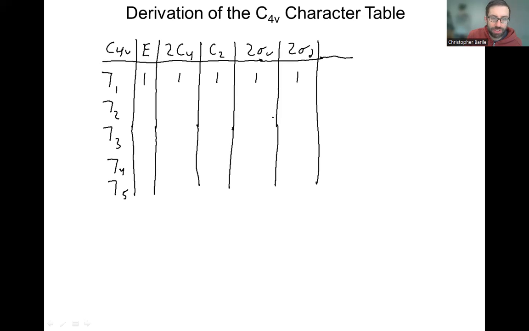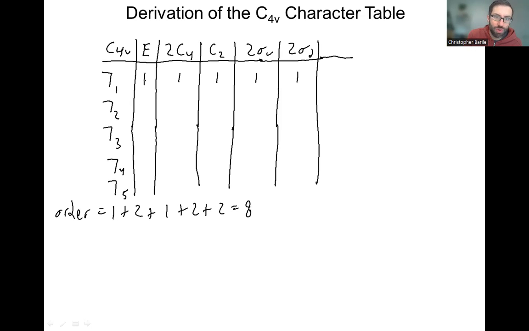The next place I like to start is to fill in, if I can, and most times you can for the simpler cases, this column. We call this column the dimensionality. And there's a rule that says the sum of the squares of the dimensionalities has to be equal to the order of the point group. The order of the point group is the sum of all the different symmetry operations. So we already know we have 8 symmetry operations because we figured that out. But just to check that, we have one identity, 2 C4s, 1 C2, and 2 each of the mirror planes, so that's 8. So the order is 8.